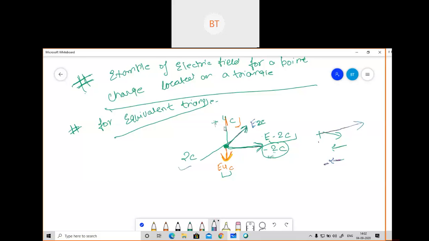So for the plus case, I had moved the charge away from 4c. For 2c I had moved it away from 4c, but since it is minus here, it will come towards minus. So I have to put it here only. So actually it is inward direction.